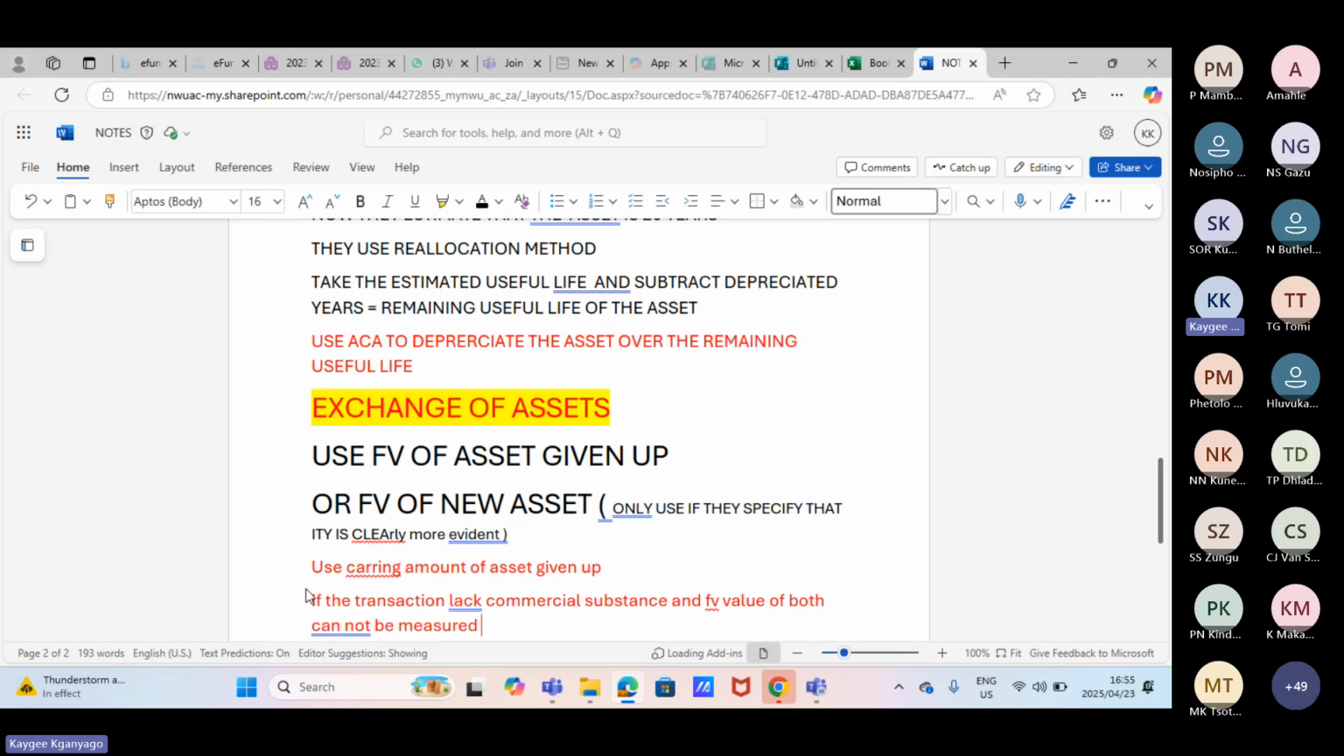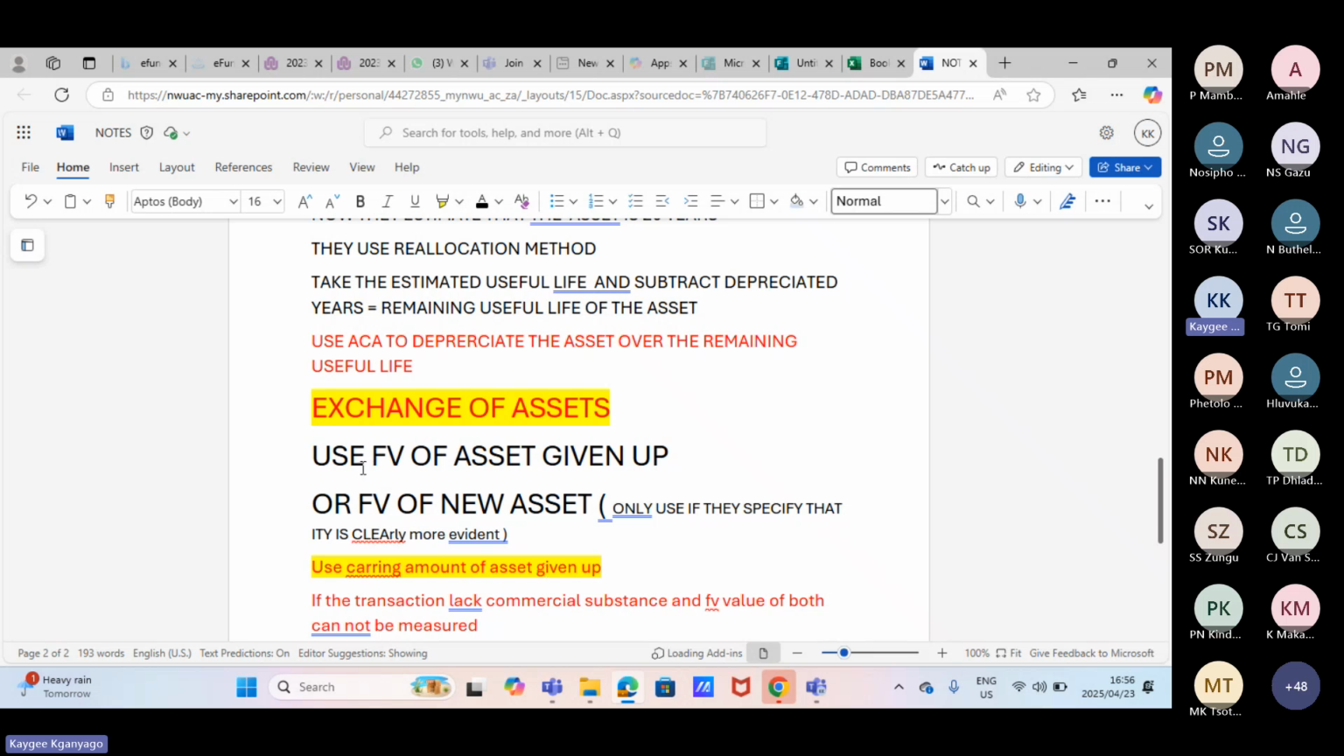Can you see this option? It can only be exercised. Okay. You can only use the carrying amount of the asset given up if the transaction lacks commercial substance or fair value of both assets cannot be measured. That's why you can opt for the carrying amount, ne, of the asset given up.